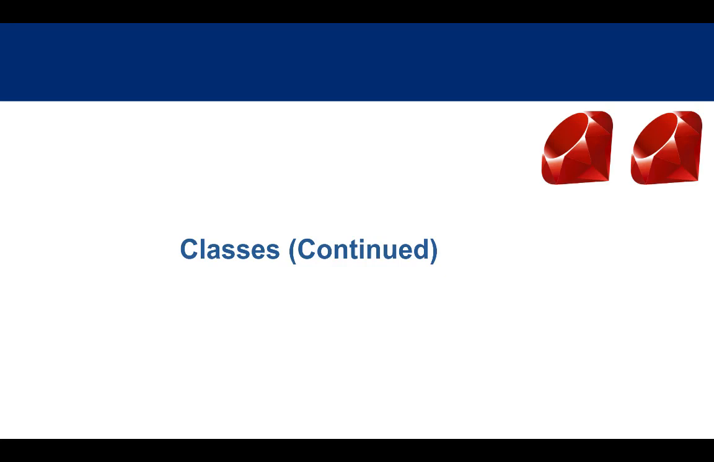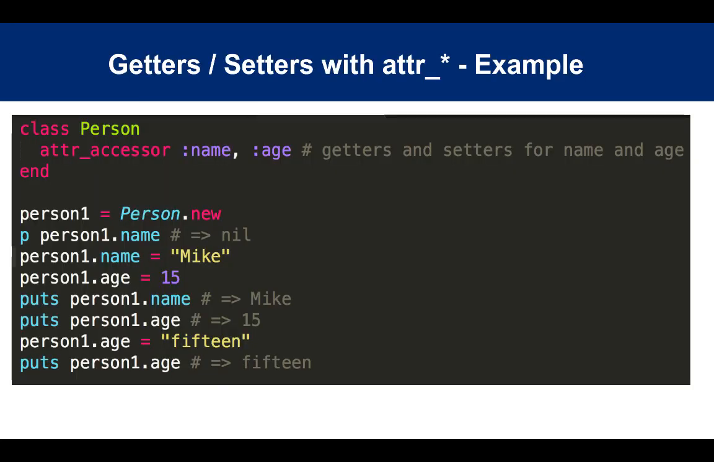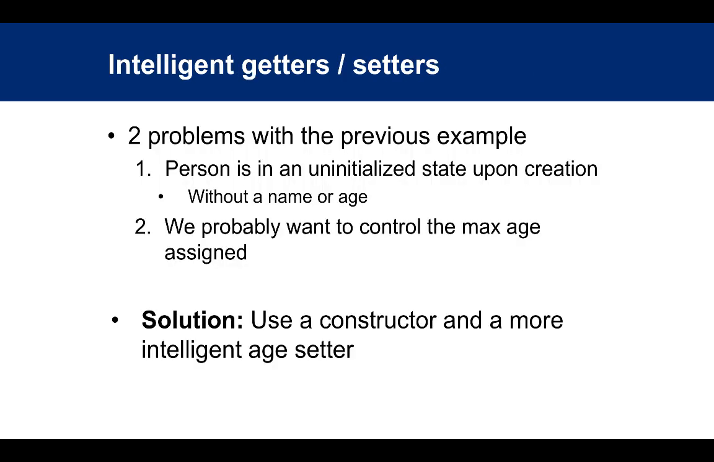So in the previous lecture, we saw an example of using the attr_accessor syntax. attr_accessor gives you the name and the age instance variables. If you do .name in the beginning, there's nothing there, and then you assign a name, or you could assign an age as well. Now there's a problem with this example.